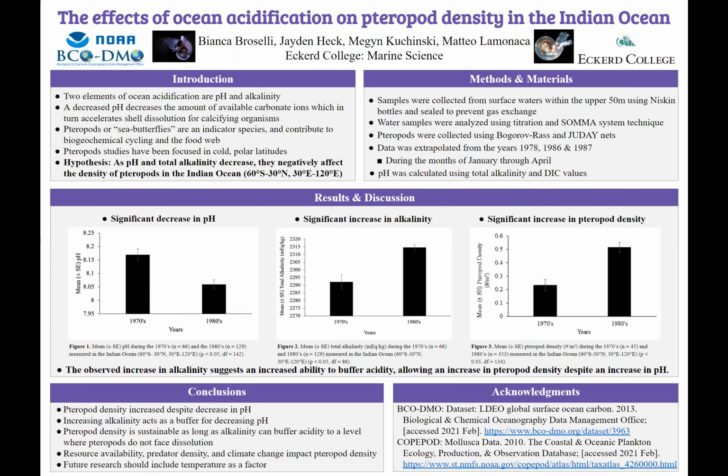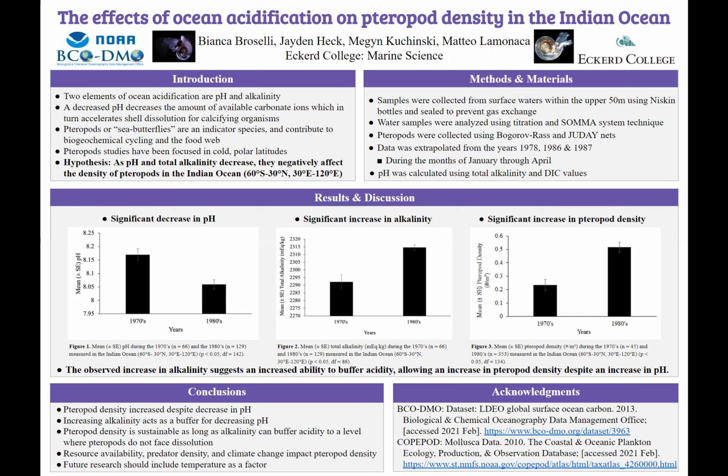When pH decreases, the amount of available carbonate ions also decreases, making it difficult for calcifying organisms to form their shell. It is especially difficult for pteropods because they use the more soluble, unstable crystalline form of calcium carbonate called aragonite. Pteropods are important to study because they are an indicator species, they are major contributors to biogeochemical cycling, and they play a large role in the food web.